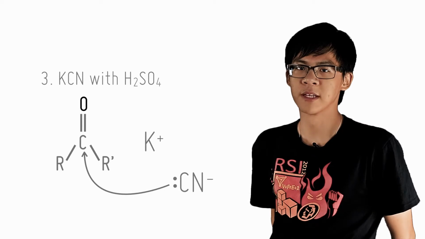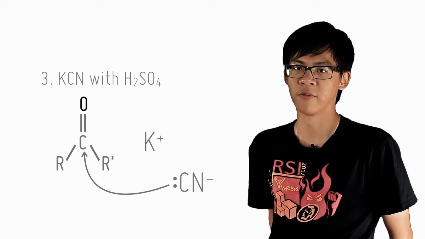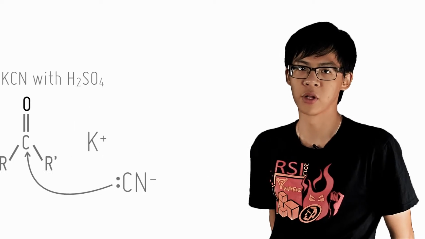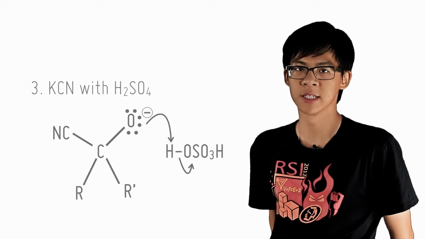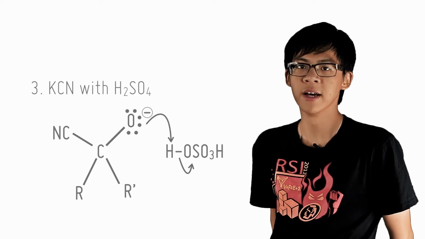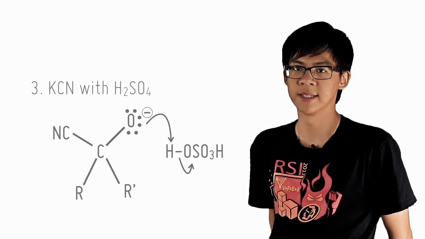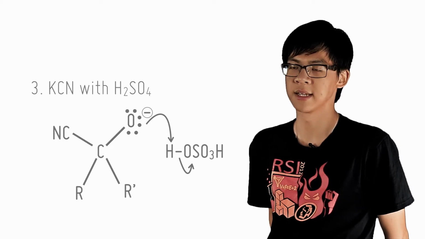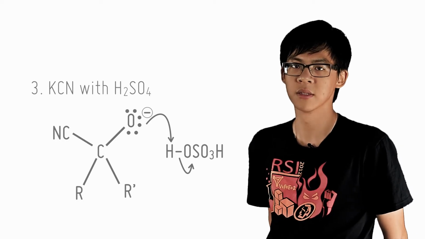The last method involves the usage of KCN and H2SO4. In this case, H2SO4, or sulfuric acid, is the protonating acid, and most chemists use this method because hydrogen cyanide itself is a very toxic gas. However, in this case, we cannot use trace amounts of KCN anymore. We have to use stoichiometric quantities of KCN since it's our only source of cyanide ions.